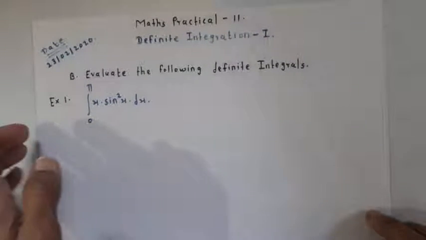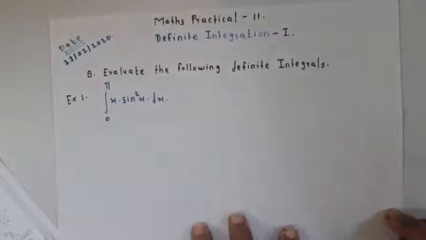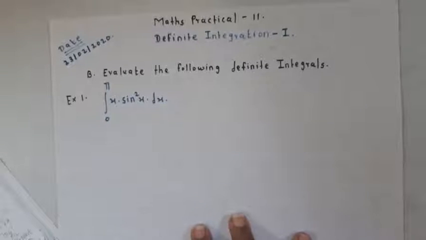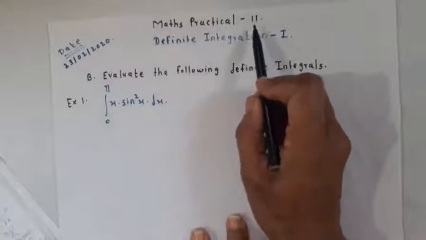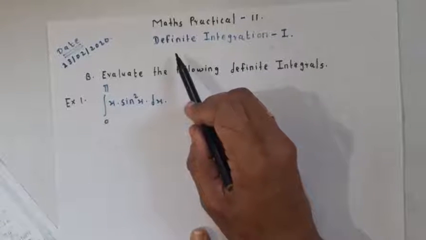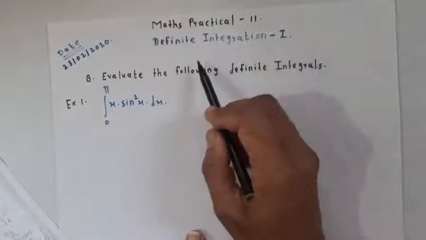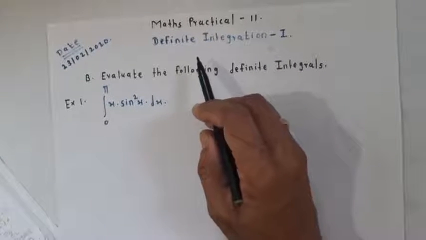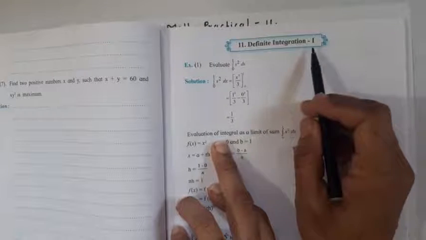Students, we have to take the practical on some topics. We completed some practicals also. Now let us take another practical, that is maths practical number 11. The practical is definite integration part 1. This is the practical book, definite integration part 1.